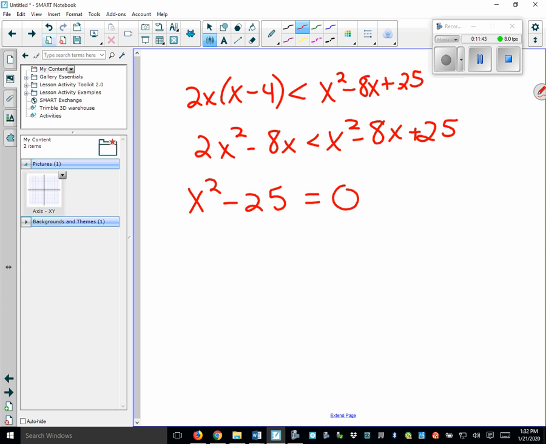Now, how do you solve this? Add. Nope. Oh, that's wrong. You could add 25 back, but that makes it a little harder.